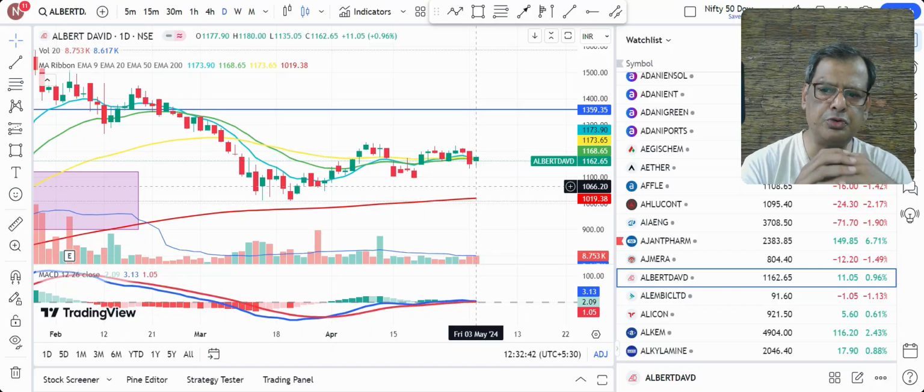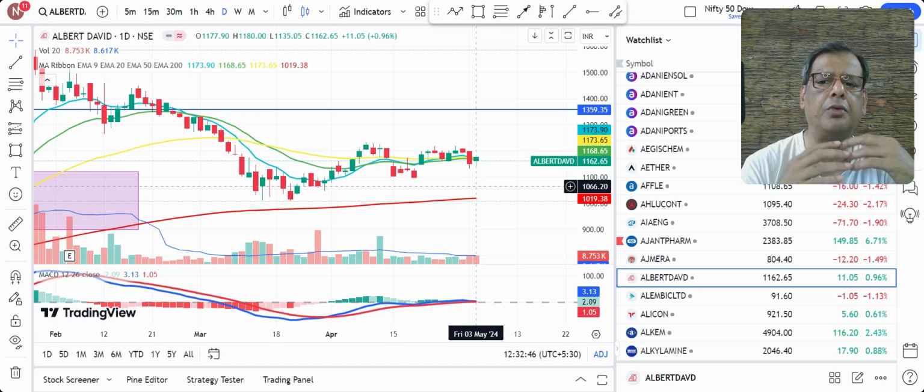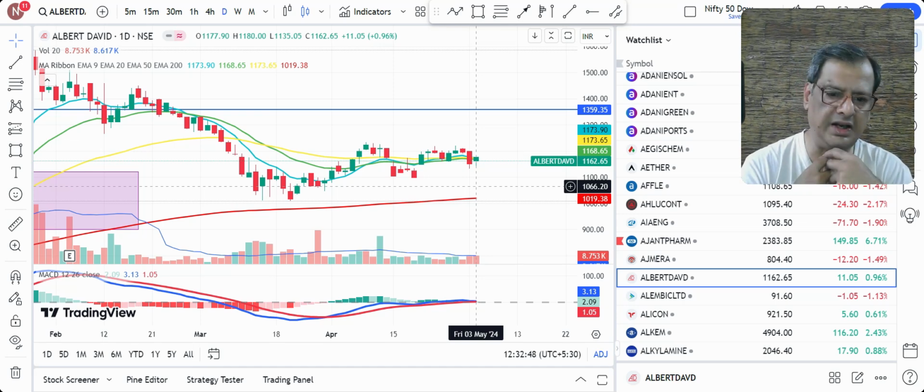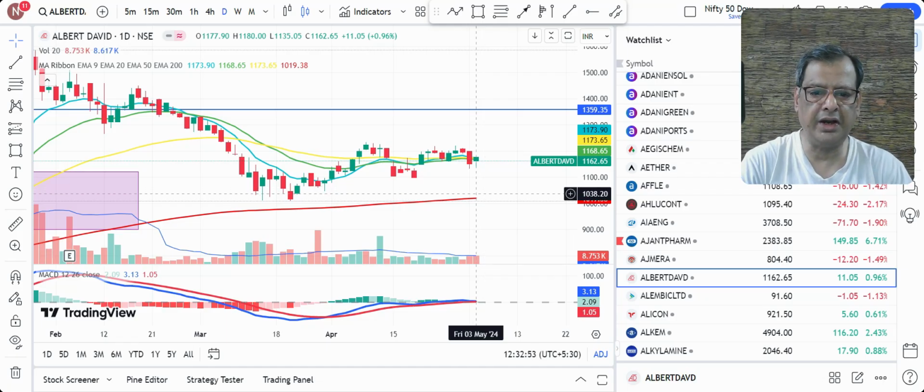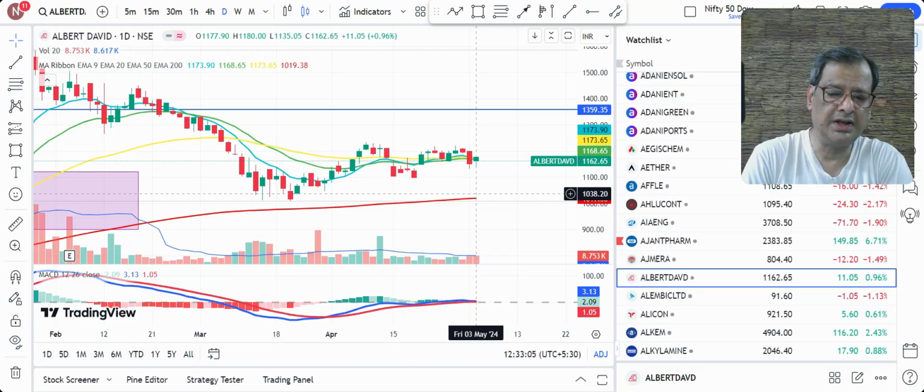So the best way to do swing trading is on the daily, and if you don't want to do it on a daily, then do it on a weekly time frame. Because on the daily time frame, your entry as well as your planned target exit will be on the daily time frame, and you don't need to bother.